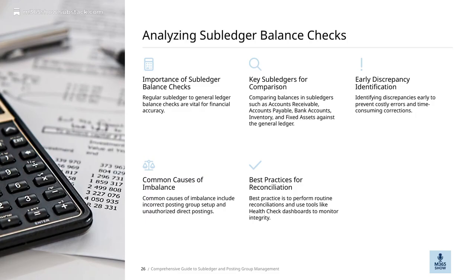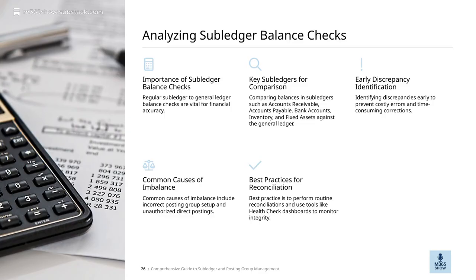Now, let's talk about analyzing subledger balance checks. A key best practice here is to perform routine reconciliations regularly. Using tools like health check dashboards can really help us monitor the integrity of our data and catch issues early on. When it comes to reconciliation, it's important to understand common causes of imbalance. These often stem from incorrect posting group setups or sometimes from unauthorized direct postings. Recognizing these helps us prevent bigger problems down the line.